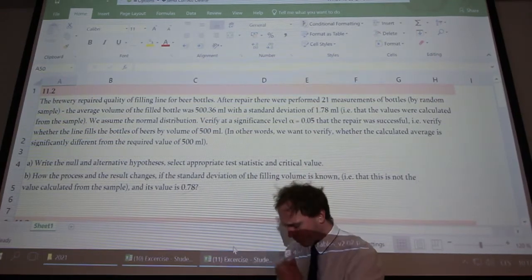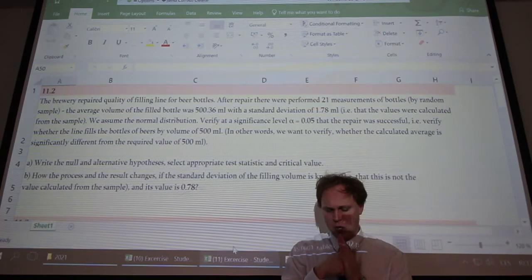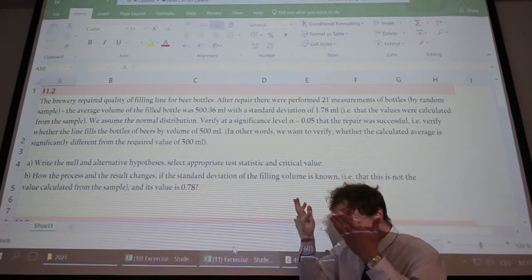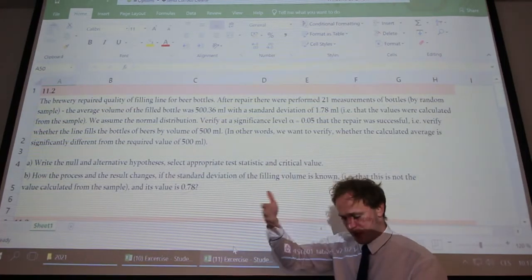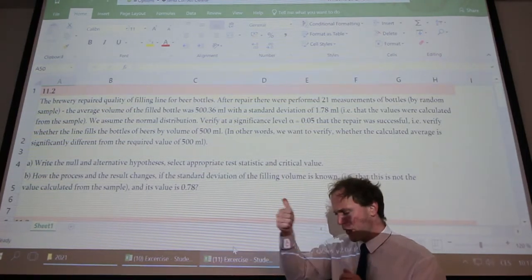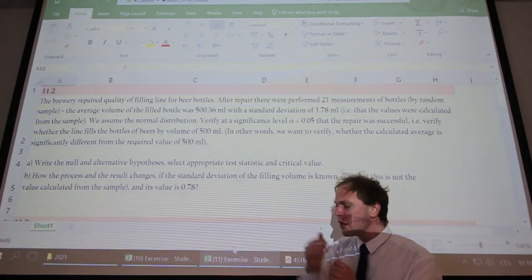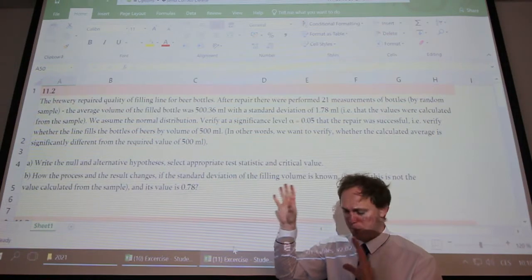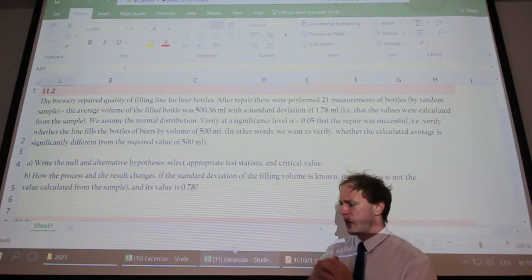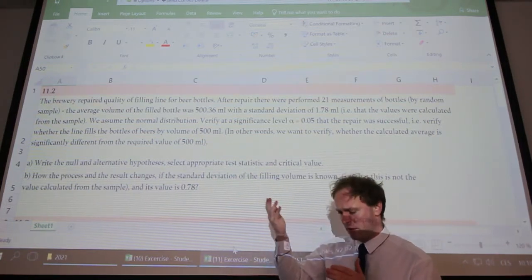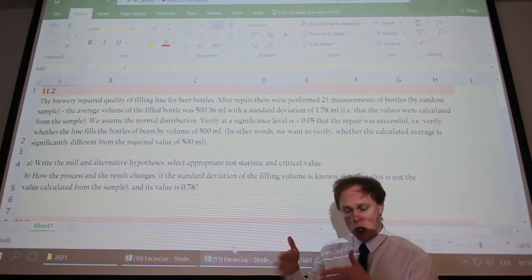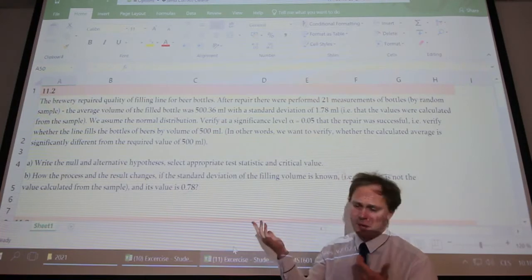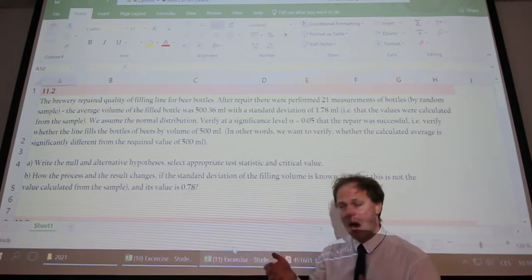So again, like in the case of confidence intervals, we have two different situations. The first situation is that we know the variability of the population, so sigma is known. And the second case is that we don't know the variability in the population, so sigma or sigma squared is unknown.